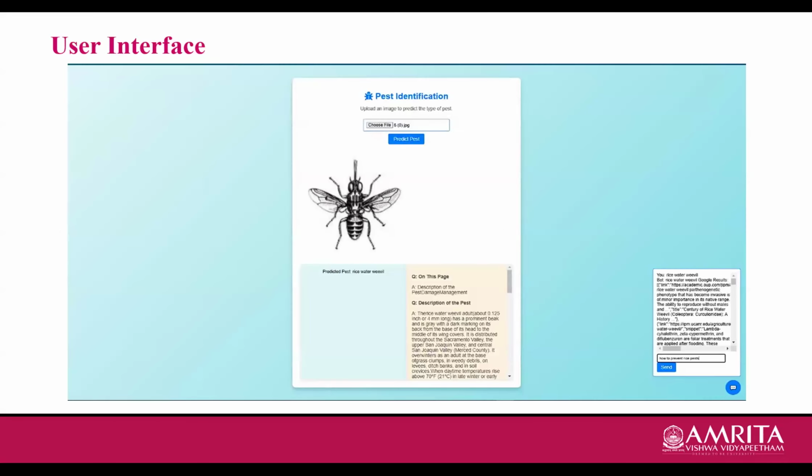This is the user interface. We upload a pest image over here, predict pest. We get the pest name here. This name is piped to the frequently asked questions, and all the details of the frequently asked questions about the pest are given here. And this is the chatbot which we have integrated where you can ask questions.